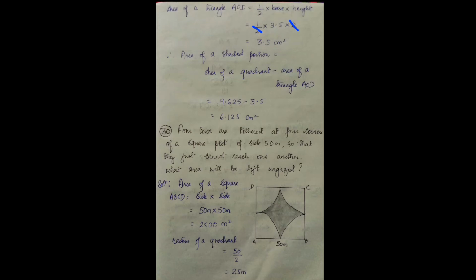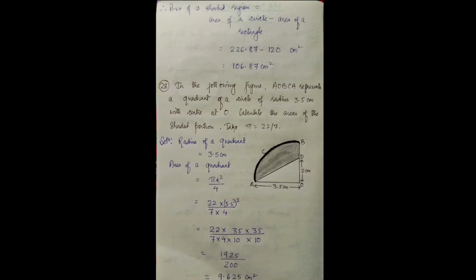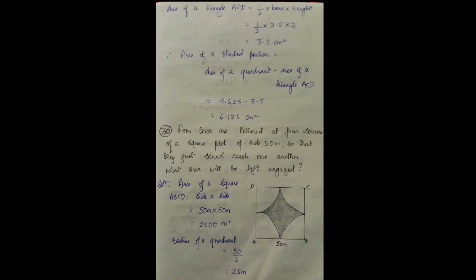Now we have to find the area of the shaded region. This is the shaded region, right? So to find the area of the shaded region, we have to subtract the area of this triangle from the area of this quadrant. Then we will get the area of the shaded region. So here it is area of the quadrant minus area of triangle, which is 6.125 centimeter square.